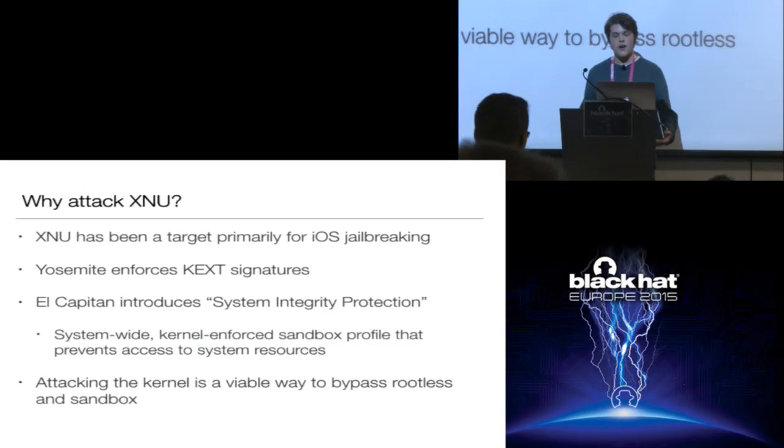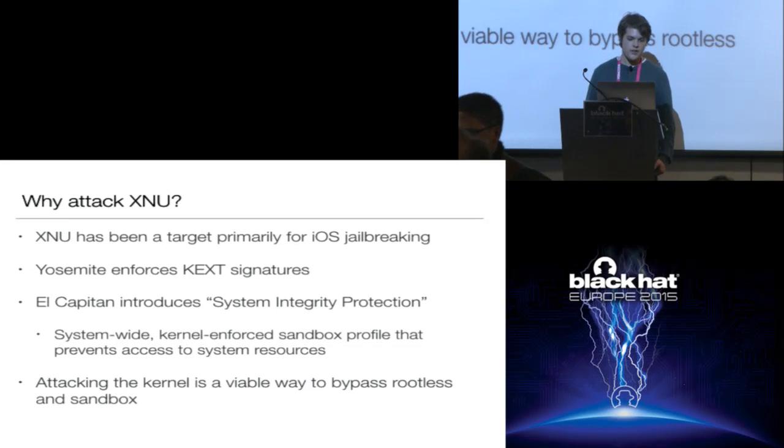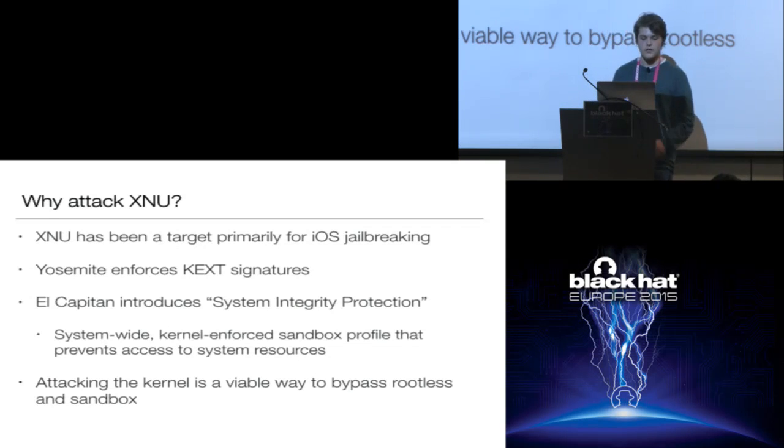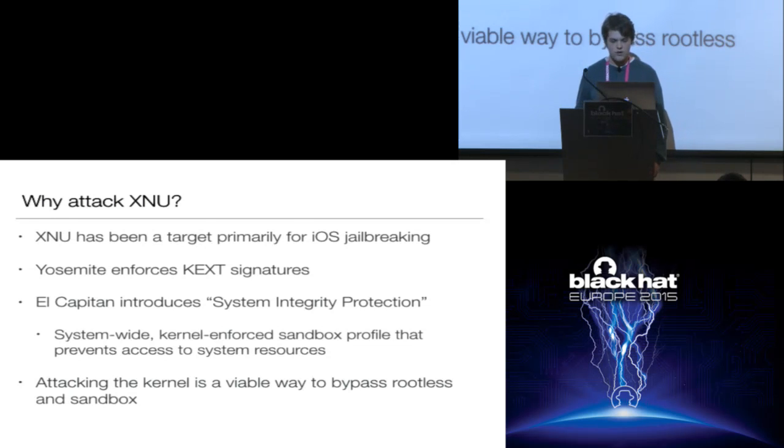The XNU Kernel is quite a big target for jailbreakers, but in Yosemite, Apple started enforcing kernel extension signatures. In El Capitan, they also introduced System Integrity Protection, which is a system-wide kernel-enforced sandbox profile that prevents access to system resources. There are several ways to bypass this, but attacking the kernel is a viable way to disable it and bypass the sandbox as well.